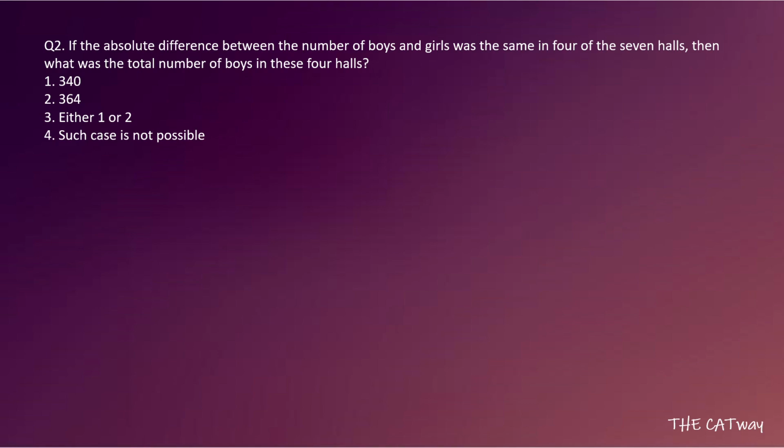So the first one, the percentage is 40%. In that case the absolute difference will be 20%. In the second it is 45, the absolute difference will be 10. In 50 it will be 0 absolute difference. In 30% girls it would be 40% absolute difference. In 44 it would be 12. In 55 it would be 10. In 60 it would be again 20%.